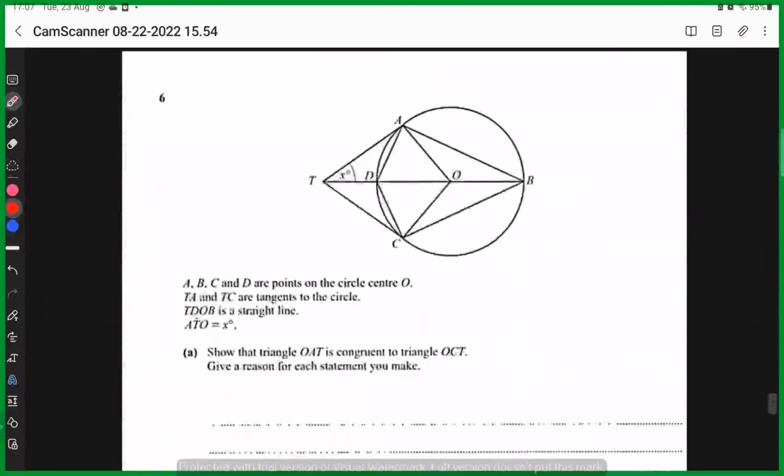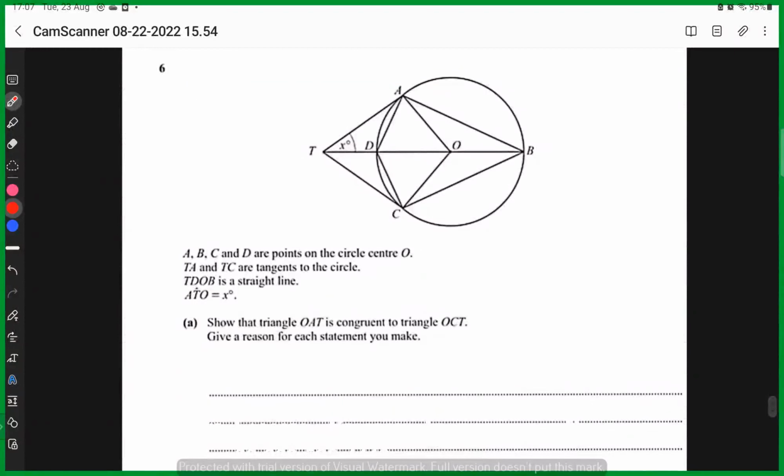And here is the next question that we will talk about now. Okay. Acha. It says A, B, C, and D are points on the circle with center O. Okay. TA and TC are tangents to the circle. TDOB is a straight line. Everything is visible. We can see that. ATO is X degrees. I can also see that. Show that the triangle OAT is congruent to the triangle OCT. Give a reason for each statement you make.